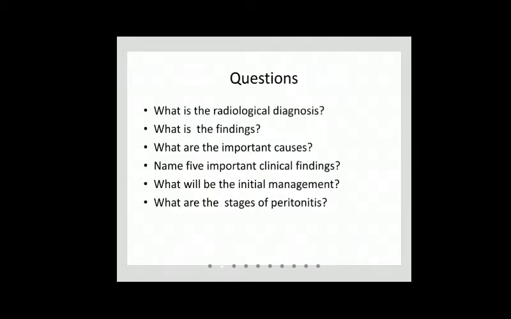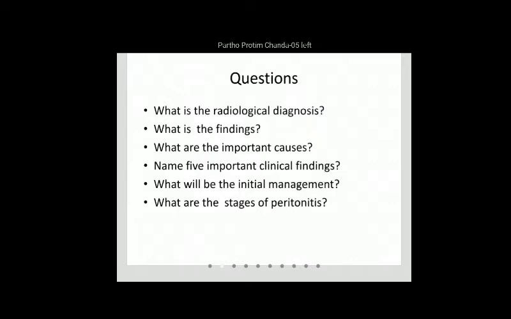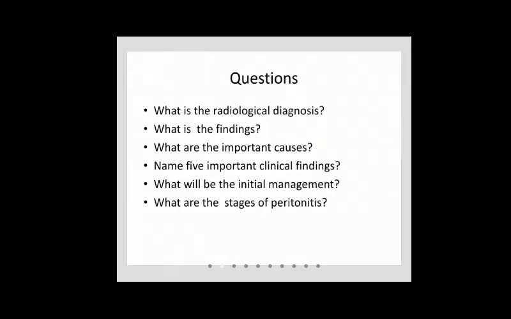Perforation of gas-containing hollow viscus. Yes, the most important cause is the perforation of the gas-containing hollow viscus, like what we have seen in our surgical ward. Duodenal perforation, yes, tubercular perforation. The most common is the duodenal ulcer perforation. Next common is the gastric ulcer perforation.